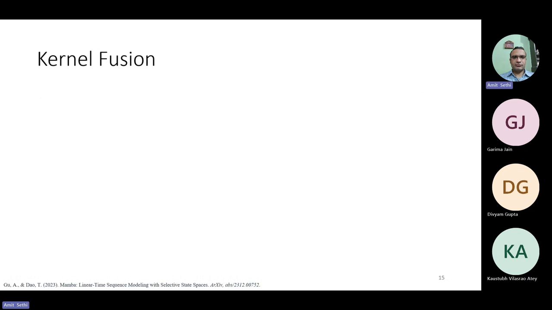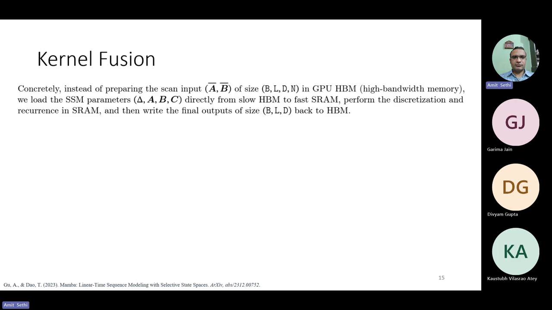So the second thing that comes in is kernel fusion. The idea is very simple: instead of copying for every single operation again and again, just make a single kernel. So instead of preparing a scan output, A bar, B bar, basically this is after discretization, right? This A bar, B bar. There are actually these four things, and from this you compute this, and from this you then compute it back. So they are telling, instead of doing this, you load directly from this to the SRAM, perform the computation in SRAM, and then only write the final output back. And this is the only thing they have written in the paper. I don't know how they are doing it or anything. This is the only paragraph they have written on the entire thing.